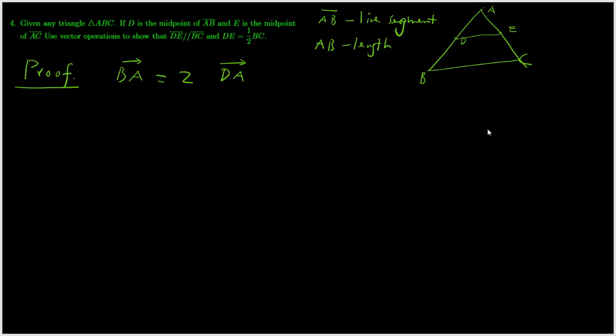Okay, BA is 2DA. I think the next thing I need is the relation between AC and AE. The same story. AC is 2AE. That's the relation between two vectors as well, right?